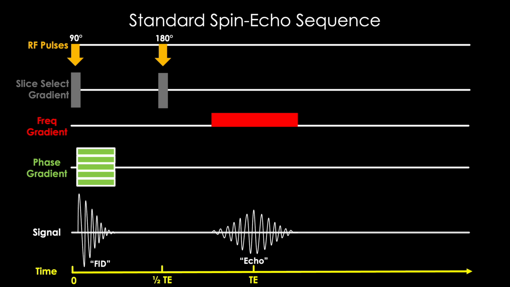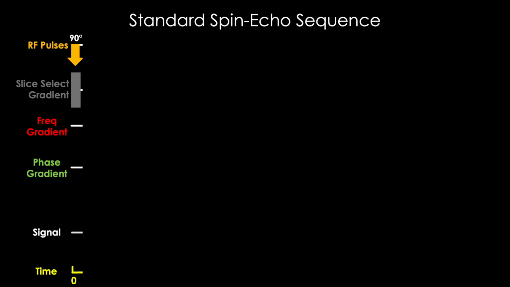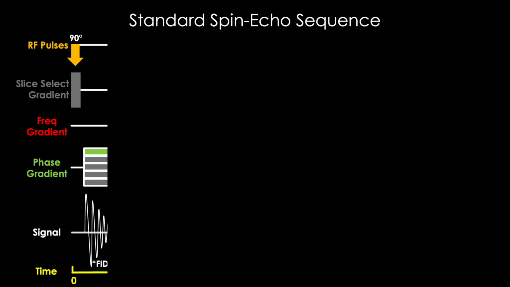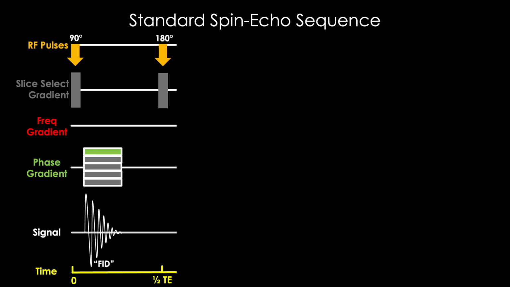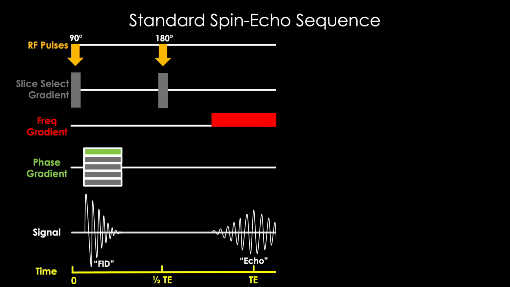So for our example, we have multiple boxes representing our phase encoding gradient, with each box representing a different gradient strength. Going through the sequence, in order to build a picture, we would need to apply our slice select gradient and 90-degree pulse. This generates our free induction decay signal, on which we apply one of these phase encoding gradients. At 1/2 TE, we apply our 180-degree rephasing pulse. Our echo emerges and we apply our frequency encoding gradient during the echo while recording the signal.